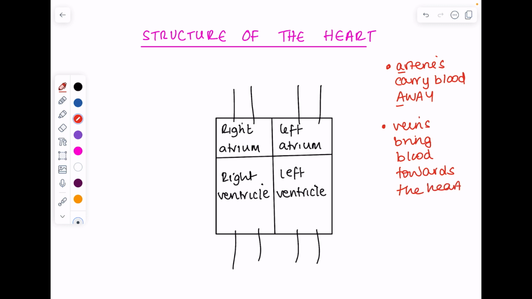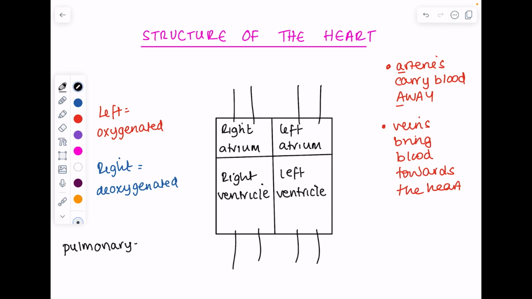A few extra points to make is that the left side of the heart contains oxygen, it's oxygenated. The right side is deoxygenated. And then I want you to remember that pulmonary, the word pulmonary just means relating to the lungs. So now we can start labeling various blood vessels. The blood flow is in this direction, so it comes into the atria. They contract, forcing blood into the ventricles, and then the ventricles contract, forcing blood out of the heart.